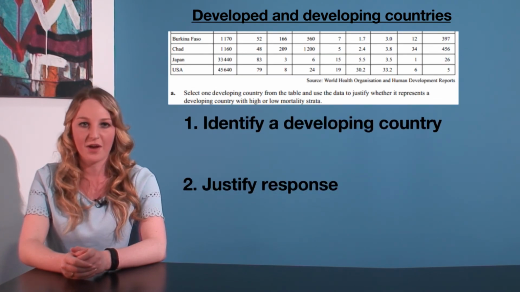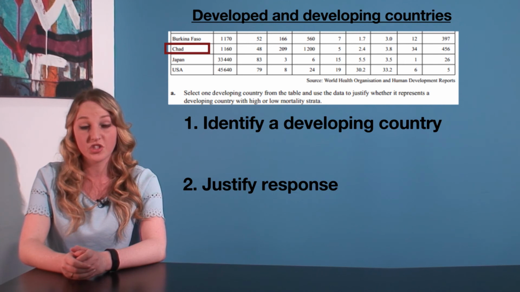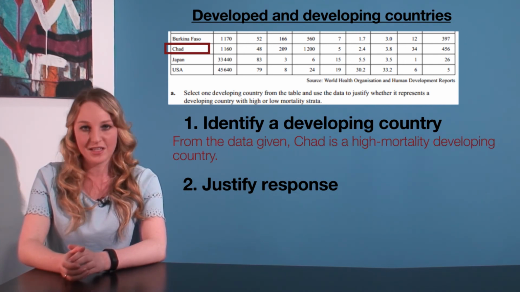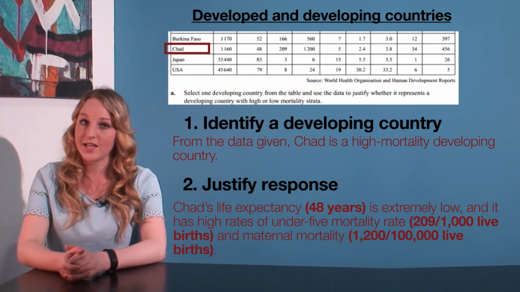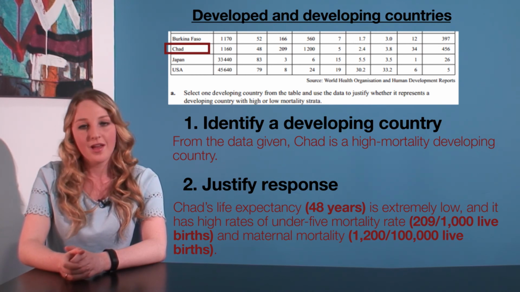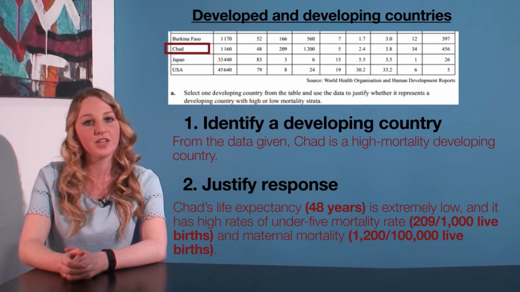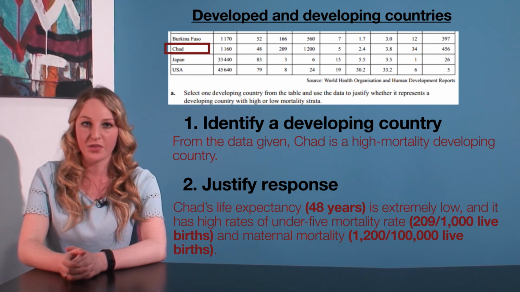Let's take Chad for our response. Next, we need to use some statistics to justify our selection. For example, from the data given, Chad is a high mortality developing country. Chad's life expectancy, 48 years, is extremely low, and it has high rates of under 5 mortality rate, 209 per 1,000 live births, and maternal mortality, 1,200 per 1,000 live births.